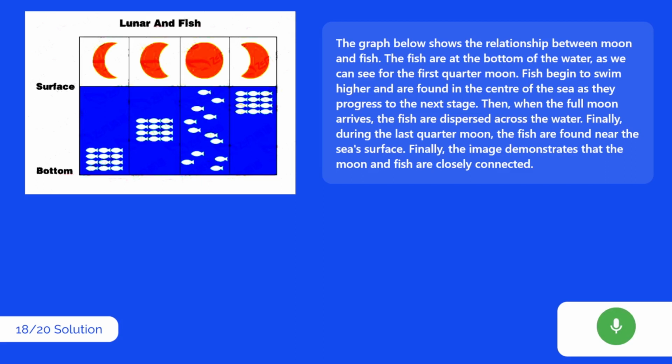The graph below shows the relationship between the moon and fish. The fish are at the bottom of the water, as we can see for the first quarter moon. Fish begin to swim higher and are found in the center of the sea as they progress to the next stage. Then, when the full moon arrives, the fish are dispersed across the water. Finally, during the last quarter moon, the fish are found near the sea's surface. Finally, the image demonstrates that the moon and fish are closely connected.